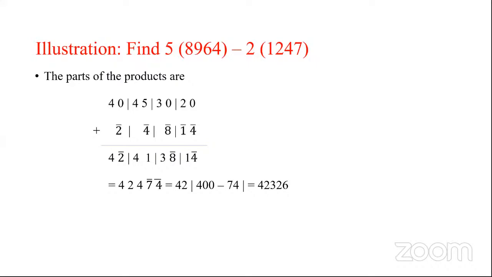You can say 20 minus 14 is 06, 30 minus 8 is 22, 45 minus 4 is 41, and 40 minus 2 is 38, and write the answer. So there will be no question of bar digits involved. It's, of course, a way of writing of Swamiji. That is what I am saying. Not necessary, but it has some advantages, definitely.